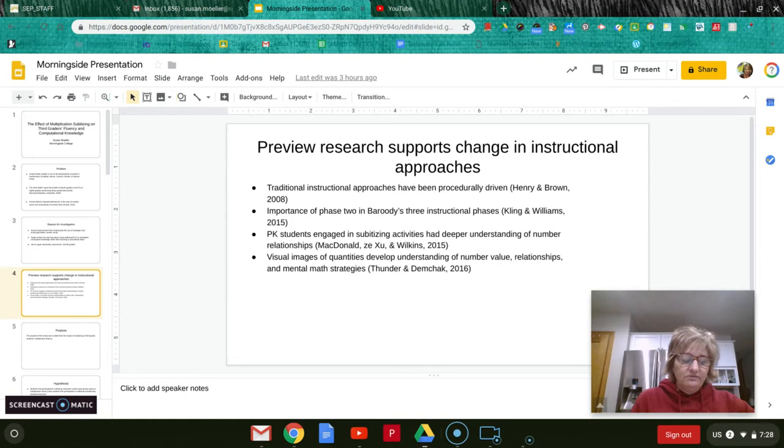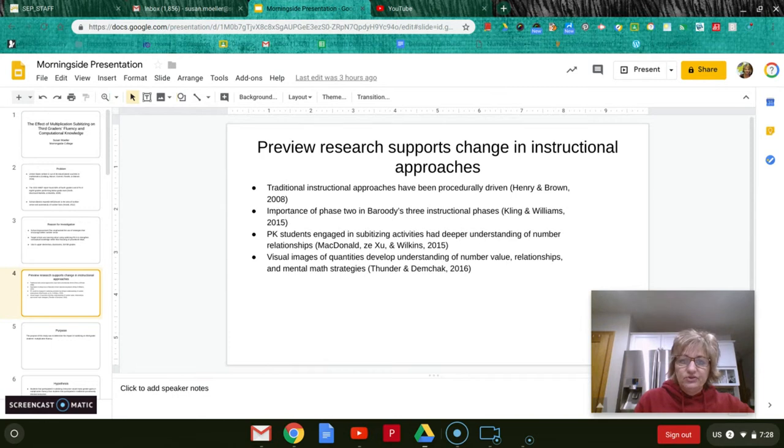Berruti describes three distinct phases that students should progress through in order to successfully learn basic facts. Phase one is modeling and counting. Phase two is deriving answers using reasoning strategies. And phase three is the efficient production of answers. Traditional approaches such as flashcards, timed tests, and memorization skip the critical phase two. Subitizing is a strategy that encourages students to use reasoning strategies in phase two.